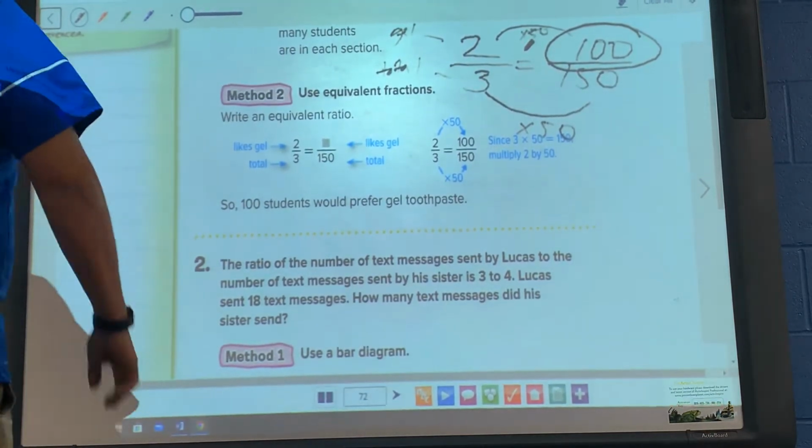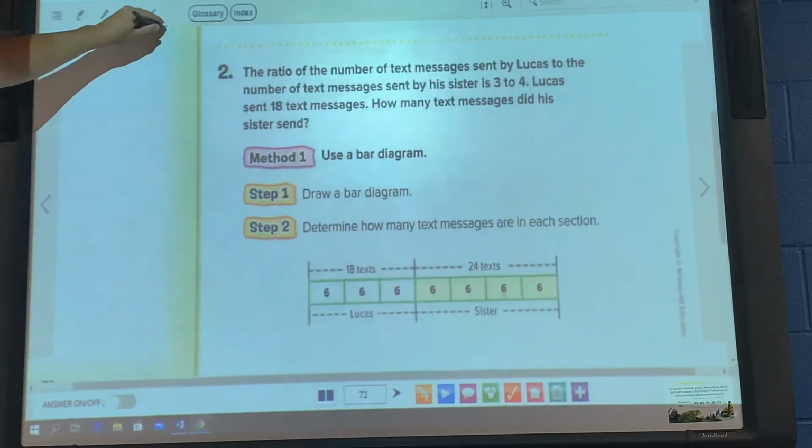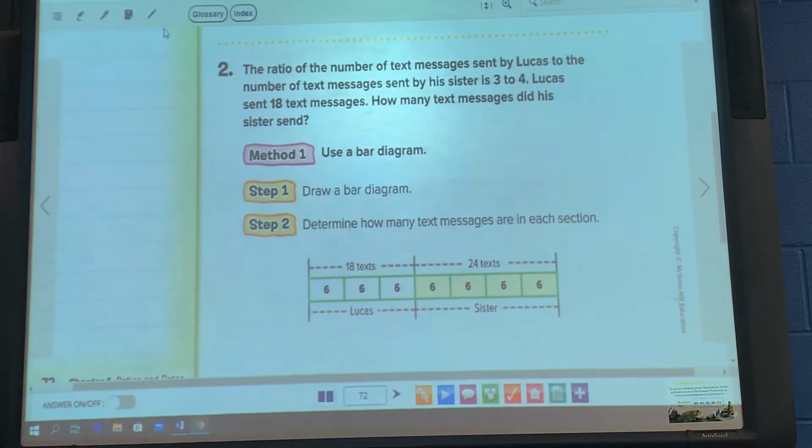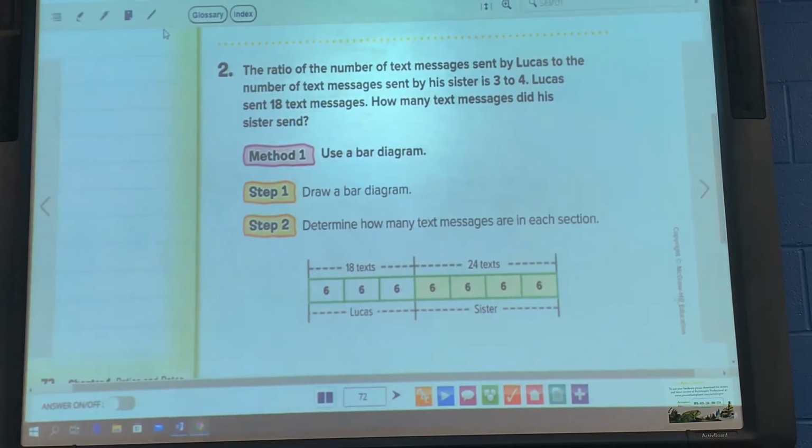All right, let's do another one like this. So the ratio of the number of text messages sent by Lucas to the number of text messages sent by his sister is 3 to 4. Lucas sent 18 text messages. How many text messages did his sister send?